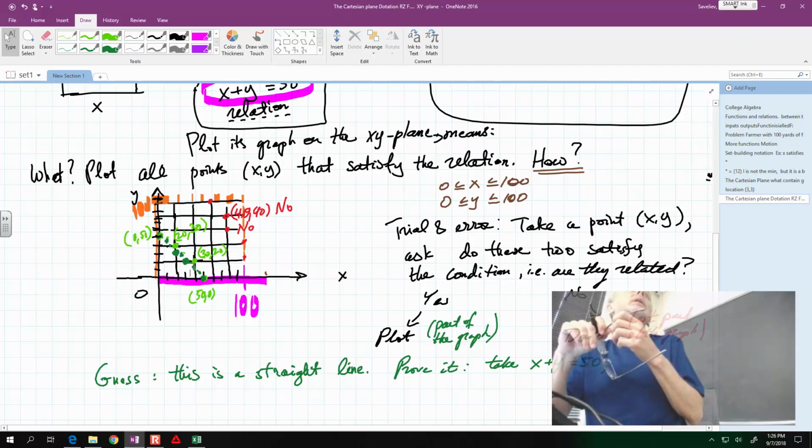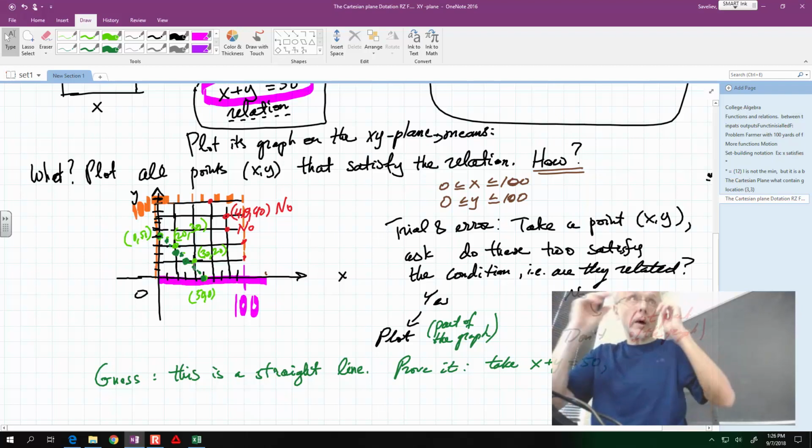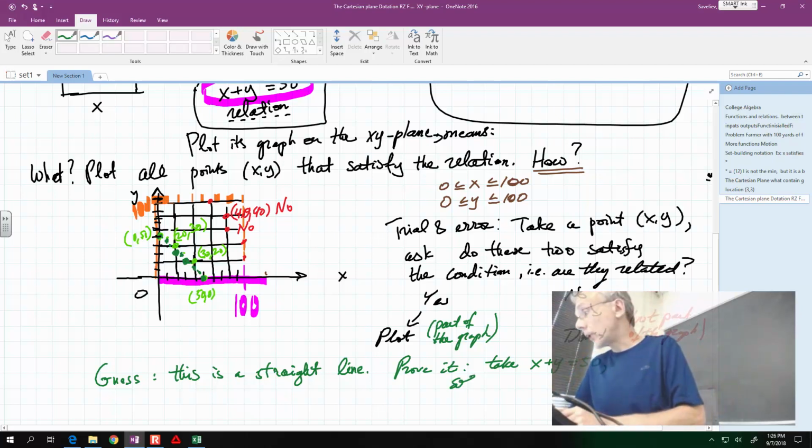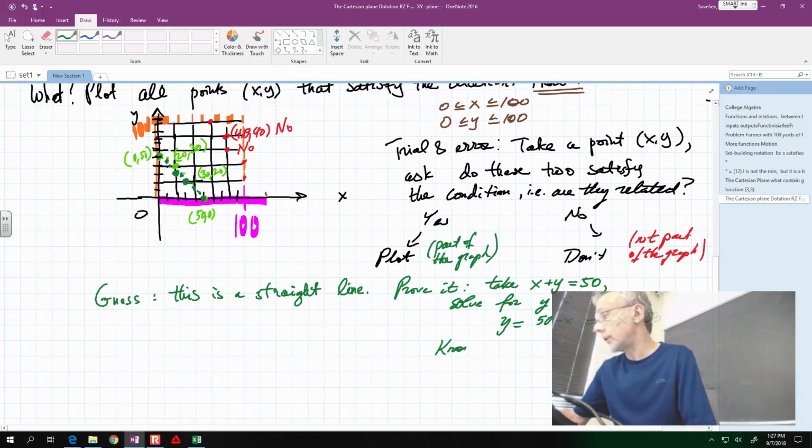I was going to say turn it into a linear equation. Right. So in other words, solve for y. That way we can refer to something familiar from the past. So solve for y, which produces y is equal to 50 minus x, or negative x plus 50. And this is what we know from the past. So this is known as a straight line.